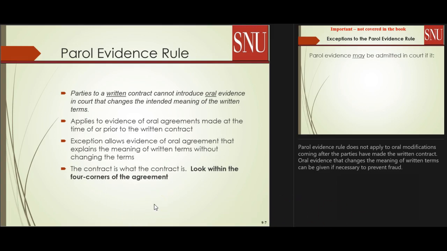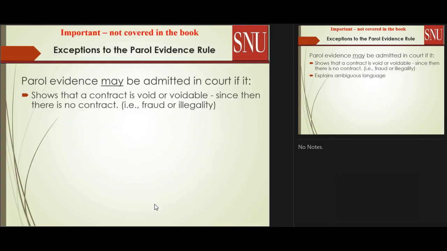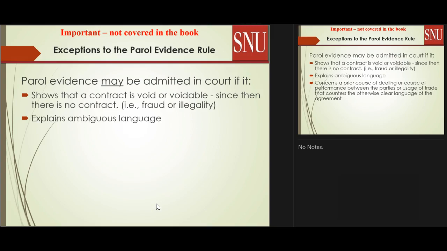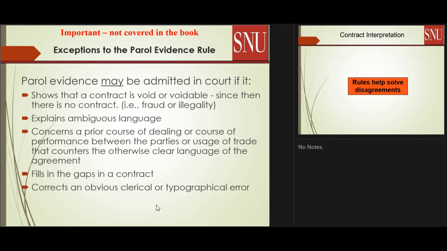The contract is that which it is. Look within the 4 corners of the agreement. Parole evidence may be admitted if it shows that the contract is void or voidable, since there would be no contract then, for fraud or illegality. It explains ambiguous language, and concerns prior course of dealing, so that it's kind of explaining the language, but it's also saying this is how we were dealing in the past and it was understood by all the parties. And oral evidence can be given to fill in the gaps so long as that does not change what is already written.